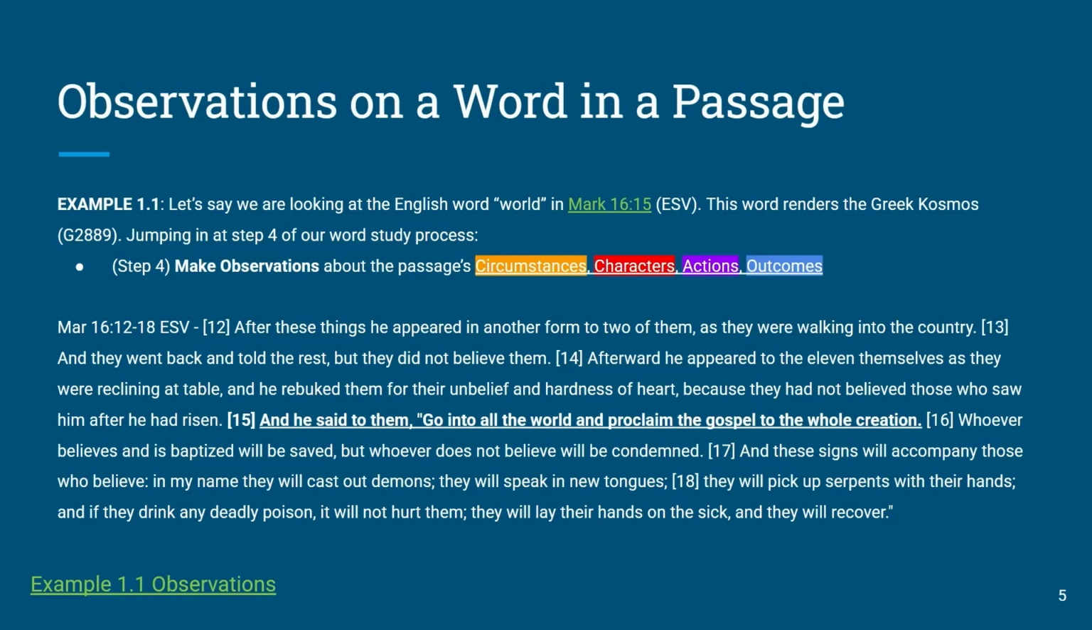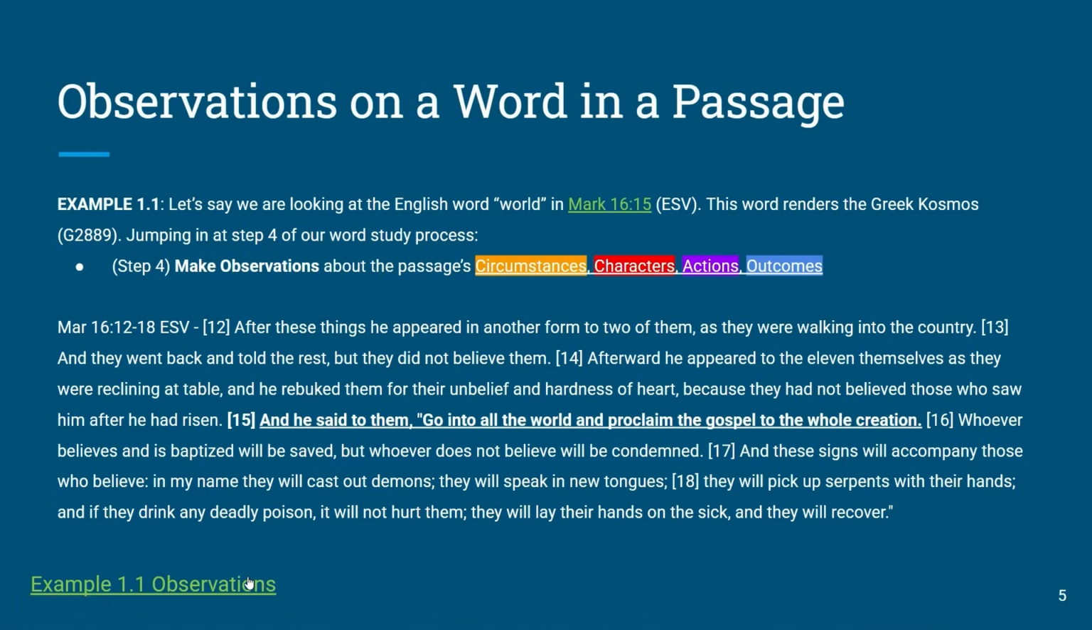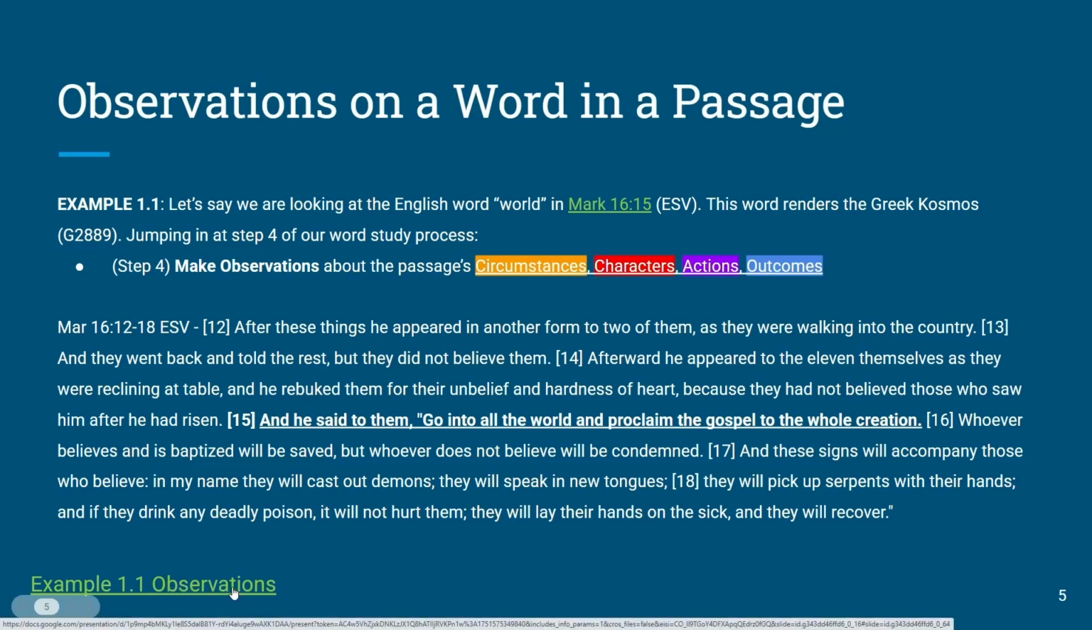This is a pretty full passage. It's 6 or 7 verses, and there's a lot of information in it. What I want to do is try and help you, as an example, pull out some of the information that is key to our understanding the word world better. So I'm going to go and look at some of these observations that were made earlier.